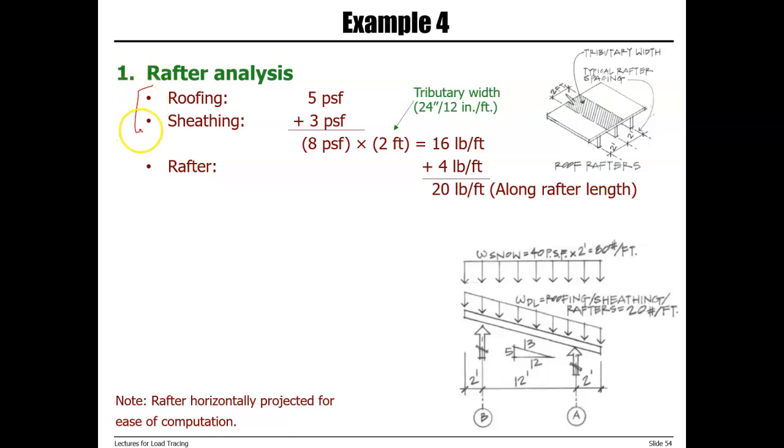The question told us that the roofing is 5 pounds per square foot and sheeting is 3 pounds per square foot, which gives us a total of 8 pounds per square foot. That is the area load. So the area load that we have is 8 PSF. We want to see how much is transferred to each individual rafter.